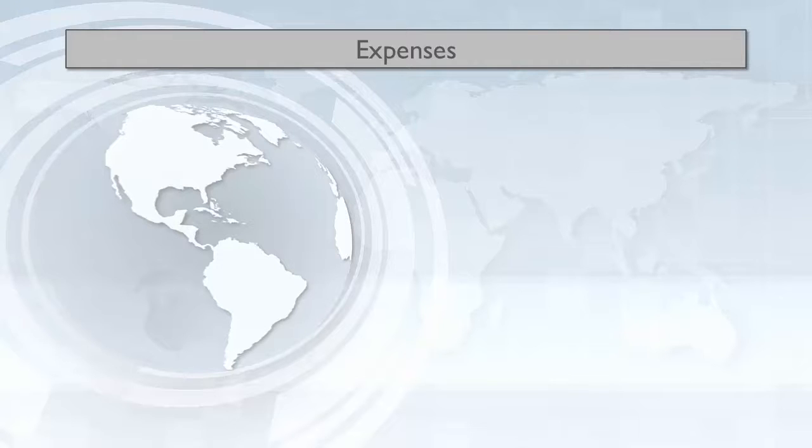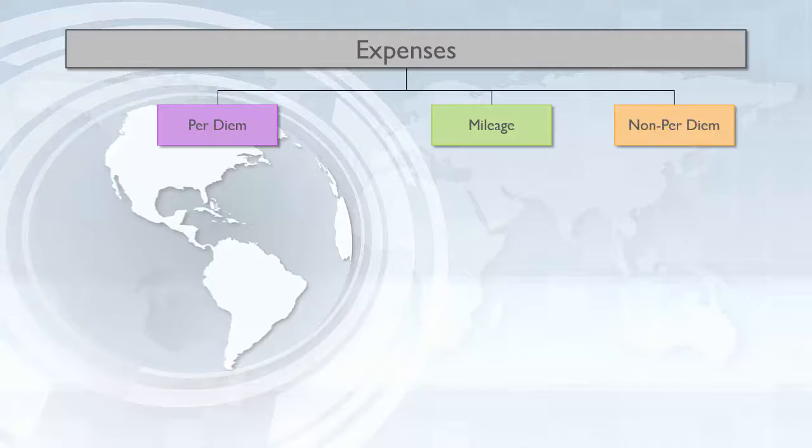Travel expenses can be categorized into three types: per diem, mileage, and non-per diem. Per diem is Latin for by the day. For trips longer than 12 hours, the government has determined the travel expenses allowed per day. The per diem rate will vary based on where and when you traveled and how long you were there.